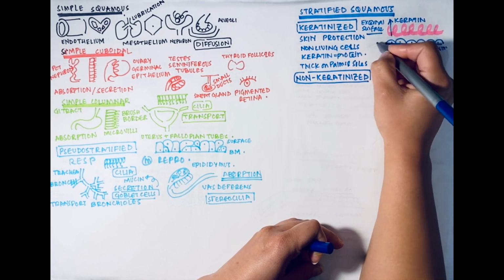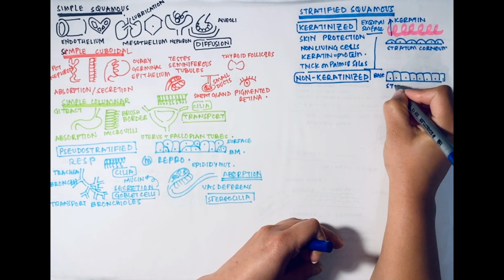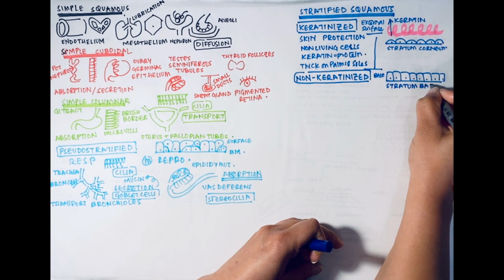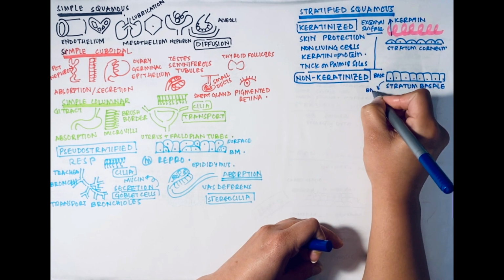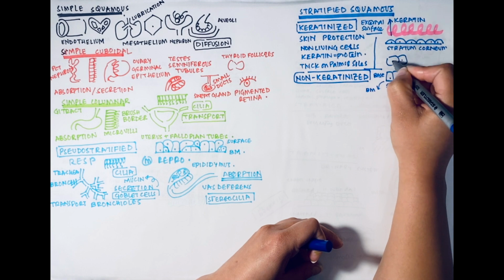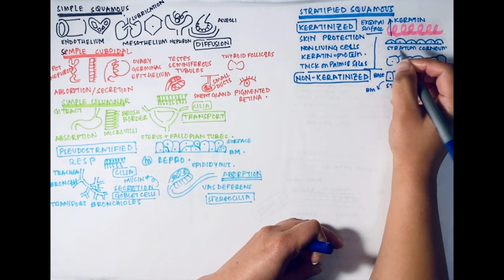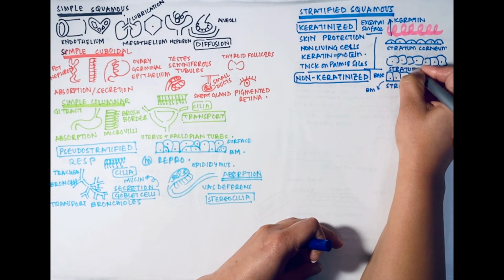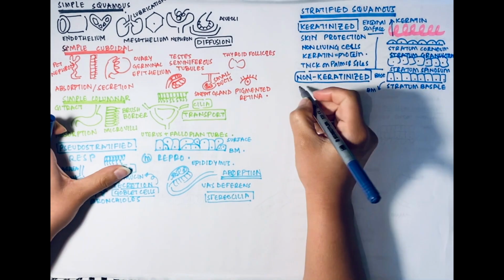At the bottom, on the basement membrane, we have columnar cells, which are used for regeneration, and in between there's polyhedral cells forming multiple layers which have their own various functions.